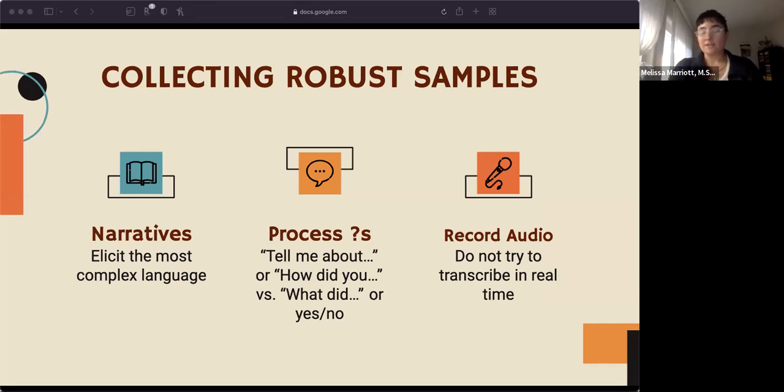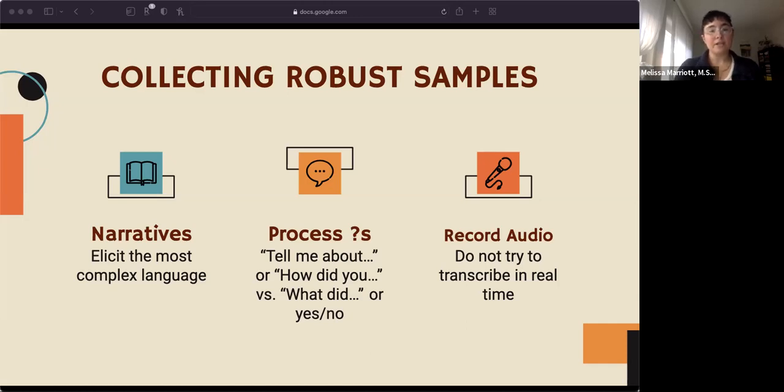So that said, when collecting robust language samples in elementary age students, which is the population that I primarily work with, narratives are the best way to elicit complex language. If you're looking at adolescents and adults, usually the research says to go with a persuasive type format. So think of a persuasive essay that you've written in your academic career, and think about how you can turn that into a language sample situation.